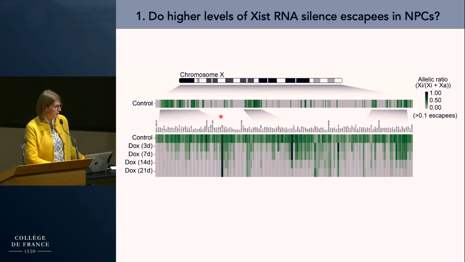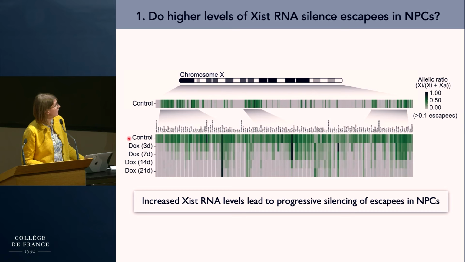So then what happened if we induce Xist? So you see this is the control situation, and I'm now zooming in only on green genes that are the escapees. And as soon as we induce Xist, you see progressive silencing across the time course. So with this data, we actually did realize that, yes, increased level of Xist RNA in post-XCI cells, in cells that underwent X-inactivation, can actually lead to silencing of escapees, which was not necessarily expected.